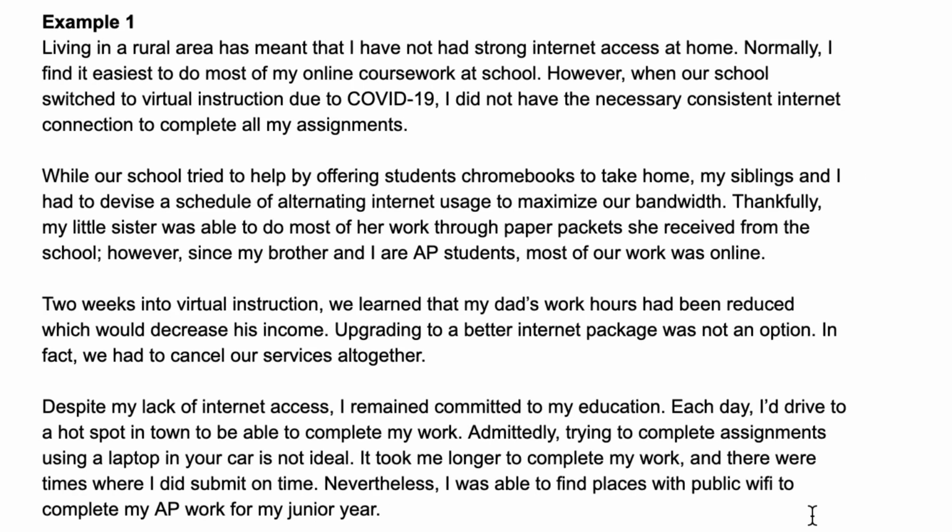So now let's look at the fourth paragraph, because in this paragraph, we want to see a bit of reflection. We want to see how this experience affected the student. So you'll notice that it says that the student remained committed to his or her education. Each day, the student would drive to a hotspot in town in order to complete schoolwork. So this shows that the student is a problem solver. They were faced with adversity and they figured out a way to get everything done. And that's a good trait to have as a person in general. And that, I think, would be viewed favorably because the student is somebody who doesn't just give up, they find another way. So then it says that the student had a bit of difficulty completing the assignments, and to be honest, that's okay. It's okay to admit that you're not perfect because nobody expects you to be perfect.